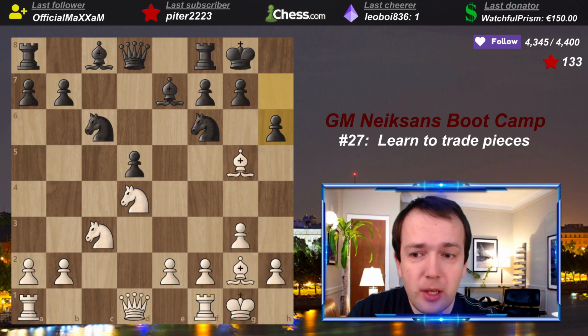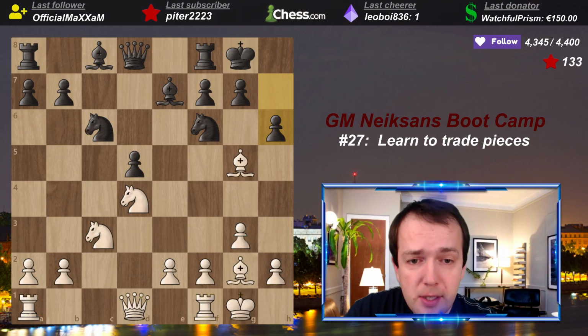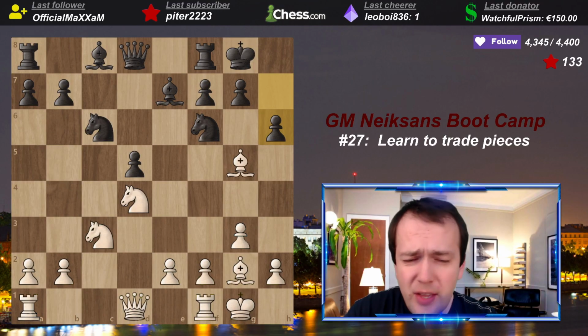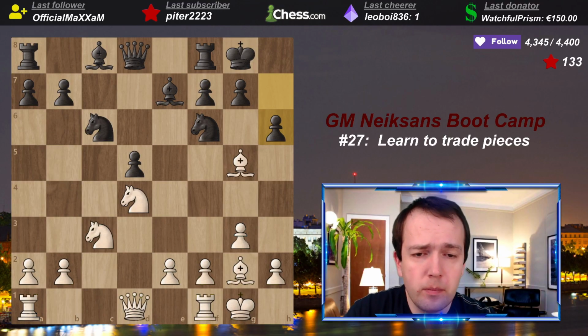But it's not going to be that simple, because again, the rule is this: I want to trade as many pieces so that I can pressure the pawn on d5. So obviously I'm not going to take on c6. Knight takes on c6, b takes on c6. This is not what I want to do.